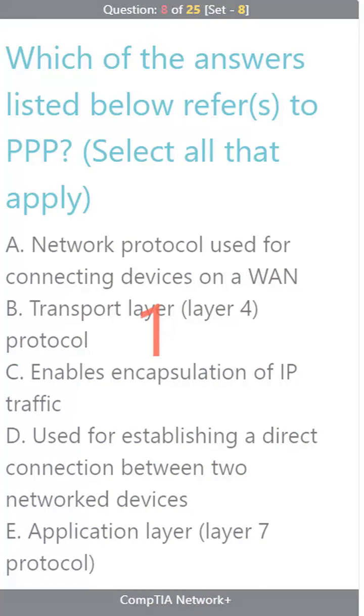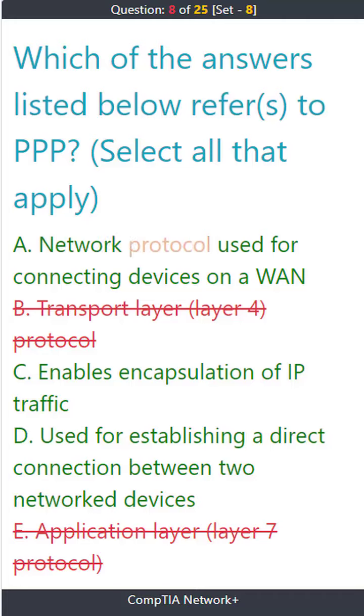The correct answers are A. Network protocol used for connecting devices on a WAN. C. Enables encapsulation of IP traffic. D. Used for establishing a direct connection between two network devices.